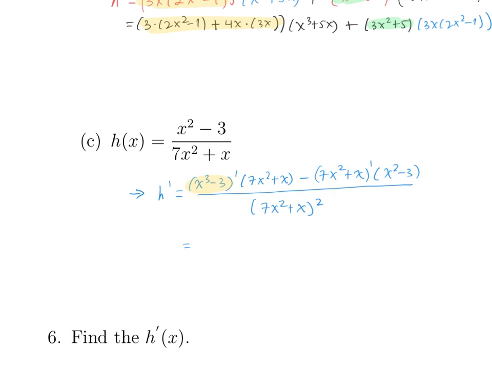Now, what's the derivative of the top, which is this one? Well, the derivative of that is just 2x. Oh, I copied that wrong. It should be x squared. So that's 2x times the bottom, which is this. So remember, this gives you this much. And then minus the derivative of the bottom. Well, the derivative of the bottom is 14x plus 1. So again, the derivative of this one gives you this, times the top, which was this, and then everything is divided by this.